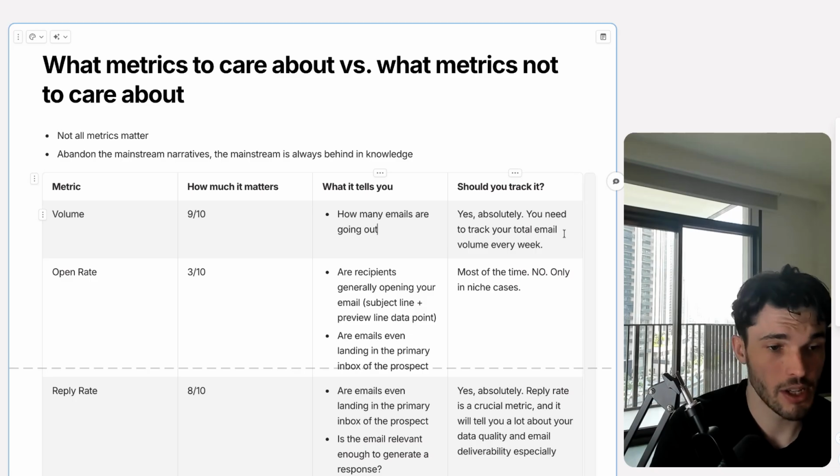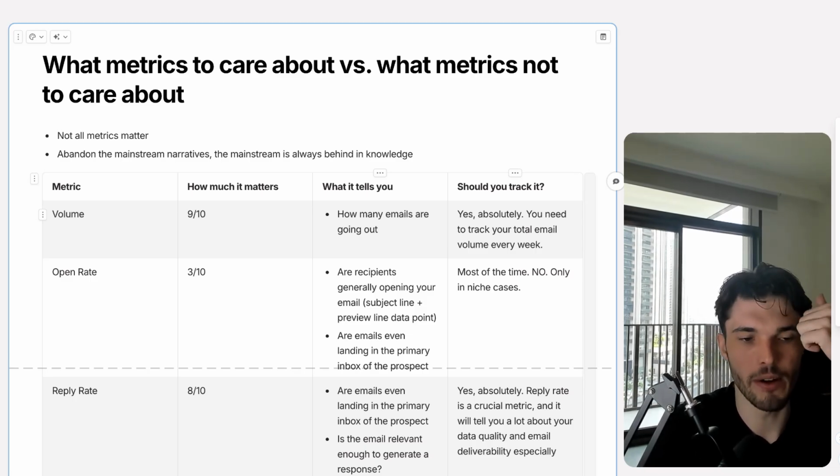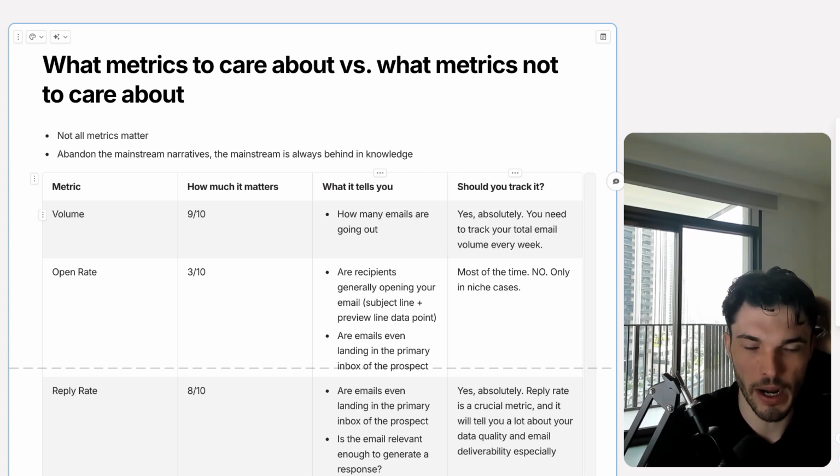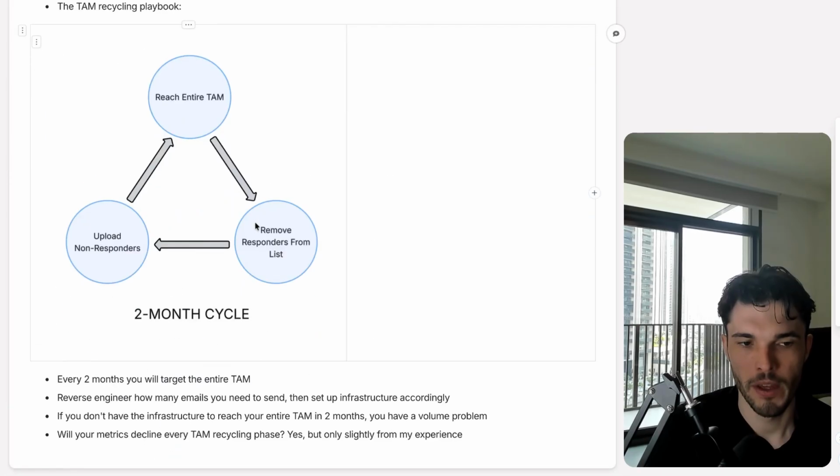This is something I actually see a lot of people not tracking, their volume. So you ask them, how many emails did you send last week? And they're not actually sure about it and they don't know how to see it, right? So definitely volume, really important metric to track. And it also, of course, is part of the whole calculation up here.